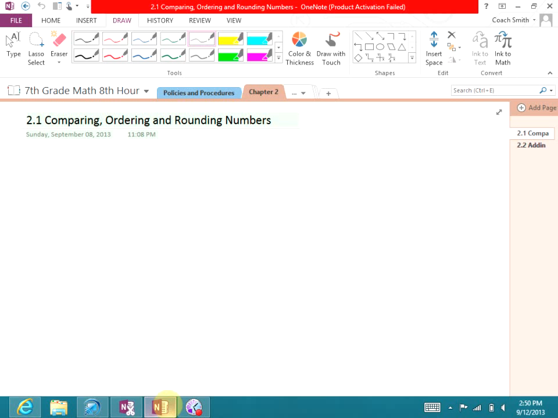But 2.1 is comparing and ordering and rounding numbers. Okay? Obviously, we're talking about decimal and whole numbers both. Okay? Not just decimals or not just whole numbers. So, open up your books, section 1. Okay? So we can look at some examples.